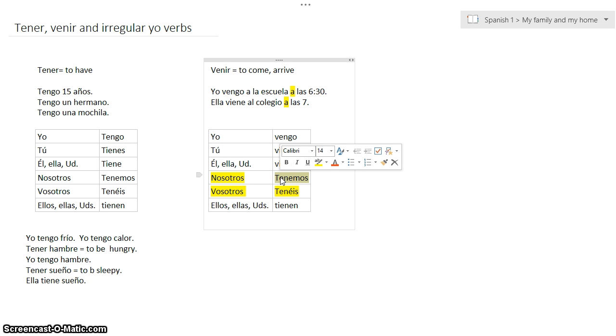Tenemos. Now because tener is an ER verb and venir is an IR verb, we're going to have different endings here. We're still going to have the V, and we're going to change that E to an I. Venimos. Venimos because it's an IR verb, venir. And then vosotros would be V here, and I would change that to the vosotros ending venís. Okay, vosotros venís, but like I said, don't worry too much about vosotros. And then ellos, ellas, ustedes tienen, so it would be ellos, ellas, ustedes vienen. So tener and venir work exactly the same.